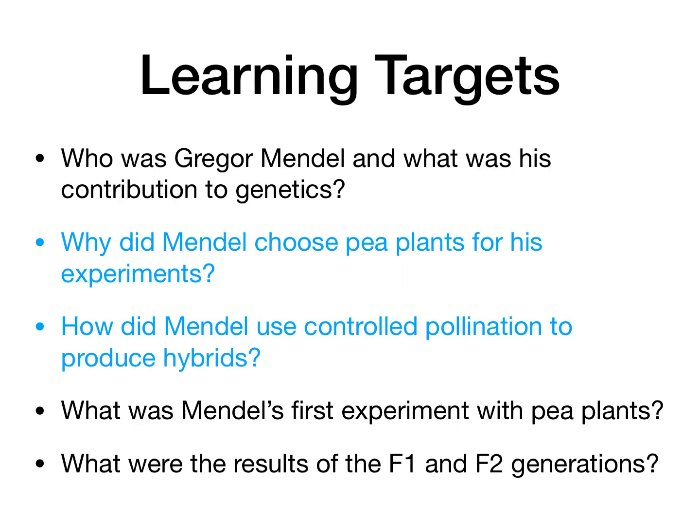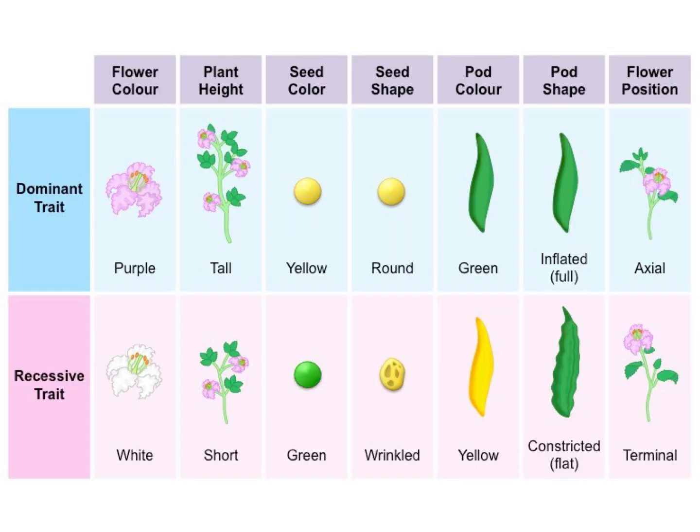So why did Mendel choose pea plants, and how did he control pollination? Mendel picked pea plants. They are easy to grow. They reproduce every year. They're easy to count. But more important was that they had discontinuous traits, meaning that the flowers were either purple or white. The plants were either tall or short. There weren't any mediums in any of these things.